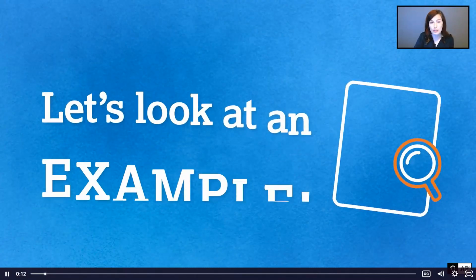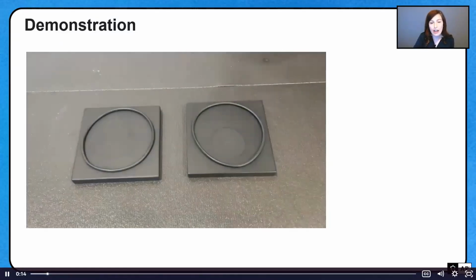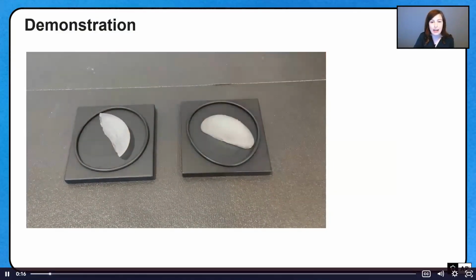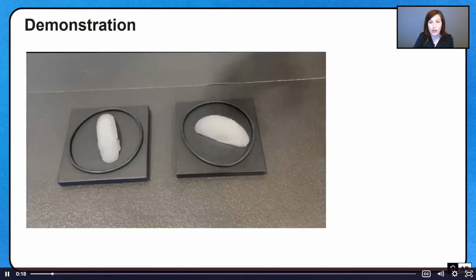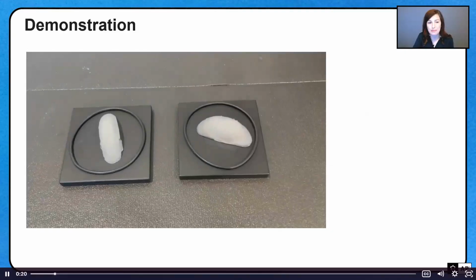Let's start with a short demonstration. Here I have a couple of blocks, and I'm going to put ice cubes on each block, and we're just going to watch what happens for just a moment.